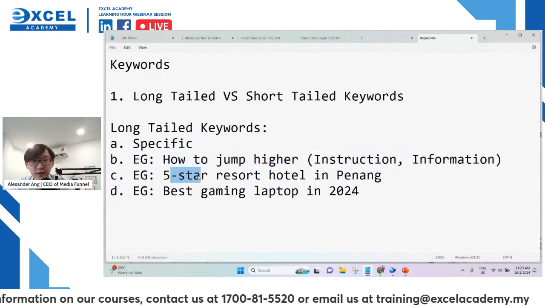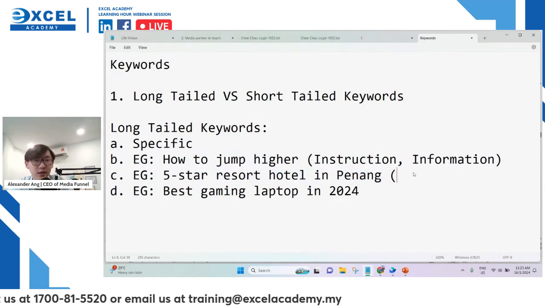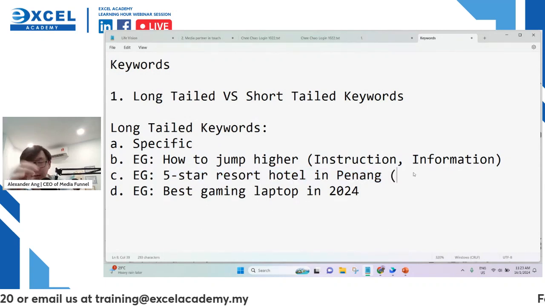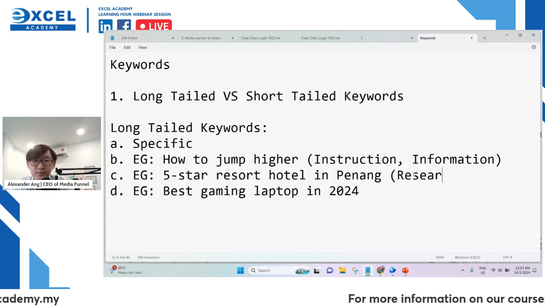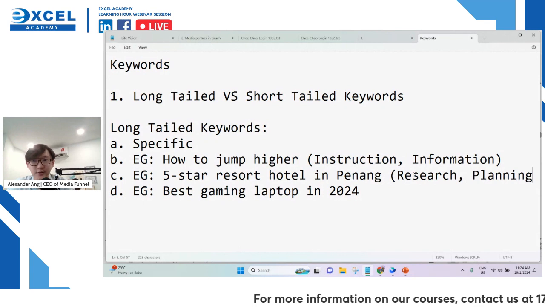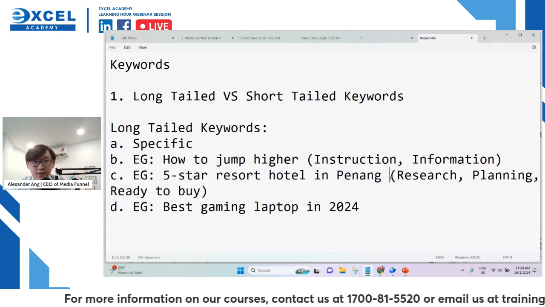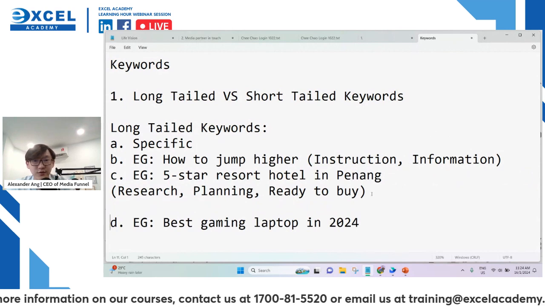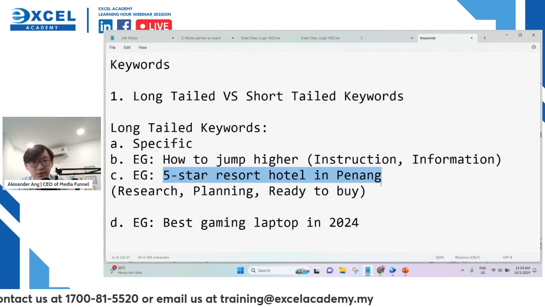What about this, "5-star resort hotel in Penang"? This is also long tail, isn't it? What do you think the intention behind typing this keyword is? Because they are doing research, they are planning, or they are ready to buy, isn't it? Ready to purchase. So this is the intention, yeah. And then it's very specific keywords.